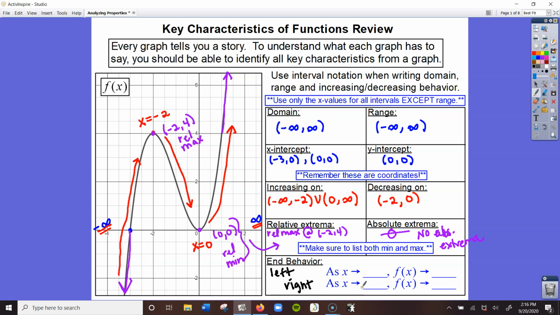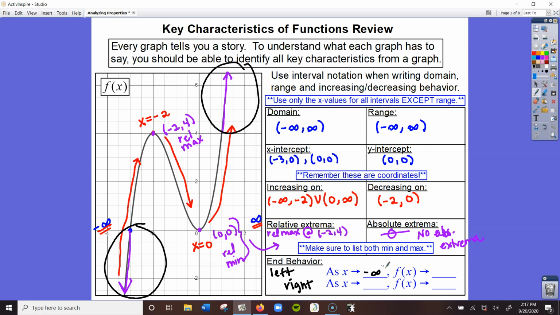Now it does not matter which one you choose to write first because all graphs have two ends, the left and the right, which we can see here as I indicated in purple. Those are considered the ends of your graph. So if I'm looking at the left side, if you're going to the left, your x values are negative and they would continue to be negative. So the first part of your end behavior statement would read as x is approaching negative infinity.